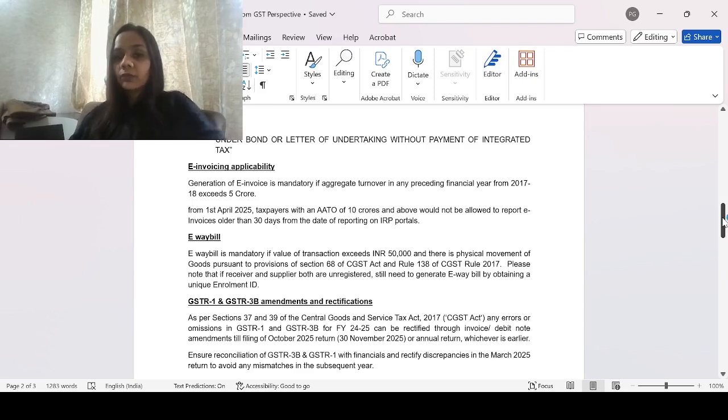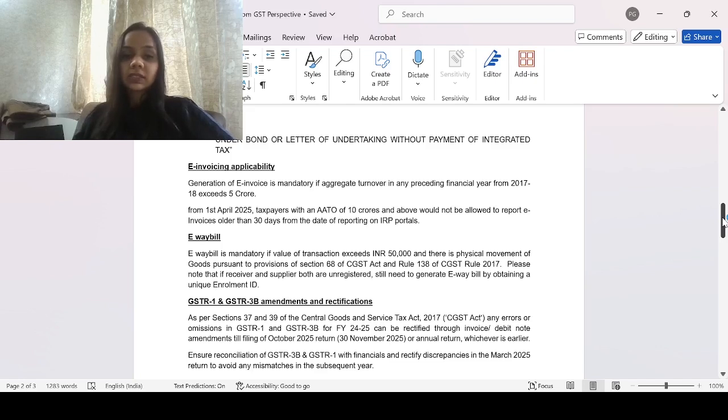Hence, we should also be careful about the generation of the EV bill, because if our EV bill is not proper, then the officer can recover the GST amount appearing on the invoice and a penalty amount equivalent to the GST amount mentioned on the invoices. Hence, it is very imperative in terms of the EV bill as well.